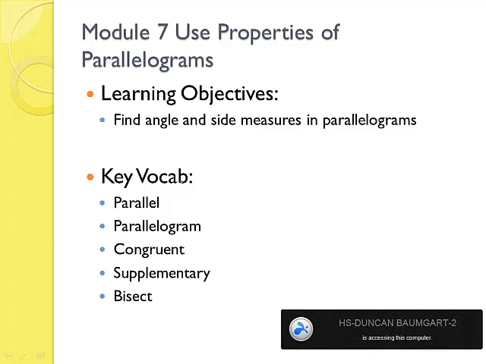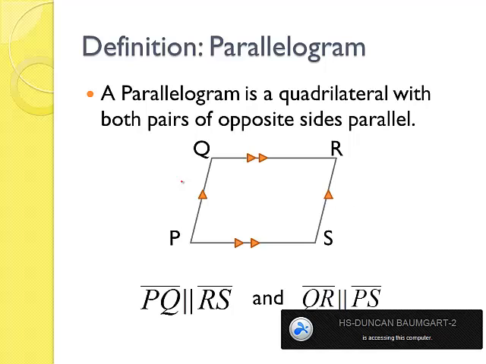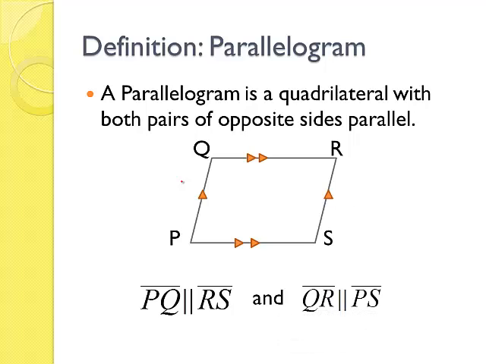So, without further ado, we have what a parallelogram is. All a parallelogram is, is a quadrilateral, a four-sided polygon, with both pairs of opposite sides parallel. Remember the notation from Semester 1's modules: these arrows indicate parallel. So we have PQ parallel to RS and QR parallel to PS. Both pairs of opposite sides are parallel, which makes it a parallelogram.